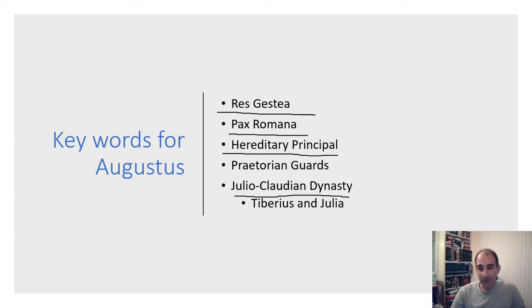And then the other term you have here is the Julio-Claudian dynasty. So Augustus creates a dynasty, which means not only is he emperor, he basically hand selects the next emperor. Julia is his daughter. Don't mix this up with the other Julia we talked about before. Tiberius is the guy who wanted to be emperor. So he tells Julia, you're going to divorce your current husband and marry Tiberius, because I want Tiberius to be the next emperor.